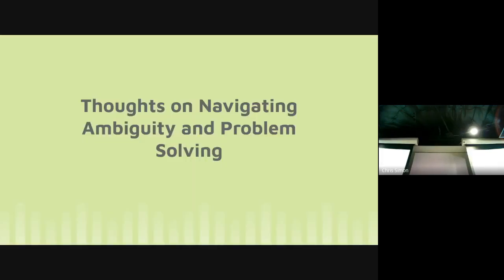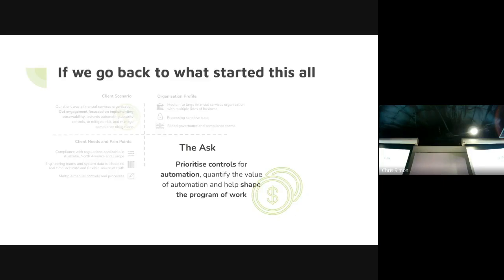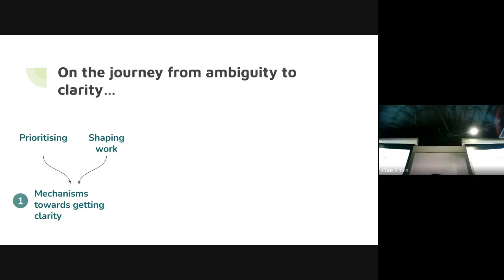This is the point where I go into my self-indulgent thoughts on navigating ambiguity and problem solving. That's the ask that started it all. And if you look at the words over there, we're talking about how do you prioritize controls? How do you shape a program of work? Why have these become such big, daunting things? They're all mechanisms that help you get clarity. We all work in ambiguous environments.